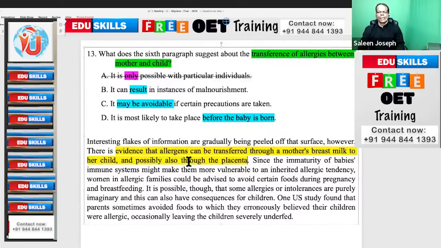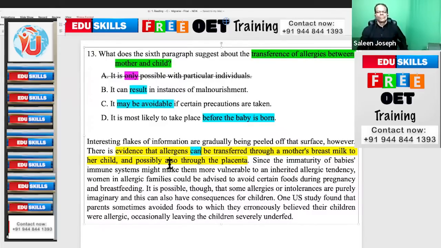Before and after. Evidence that allergens can be transferred through a mother's breast milk. "Can be" is a modal verb. "Can be" means it is a possibility. Maybe then you will respond saying, Father, maybe, possibly. My statement is factual: it is a possibility.